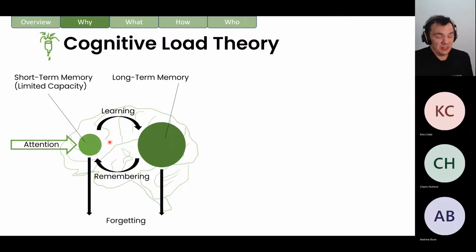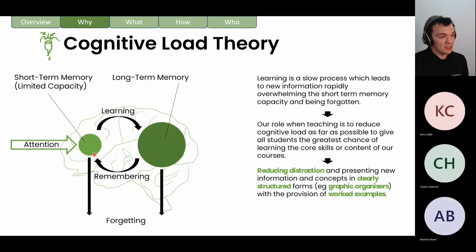If our students, our ākonga in our classes, are given too much new information at once, all of it just gets forgotten. Once we get past this capacity, it just disappears. So the summary there is that it's a slow process, learning. It's a slow process moving things from short-term into long-term memory. So we have to reduce the cognitive load on our students as much as possible to give them the greatest chance of success. So that's removing distraction.